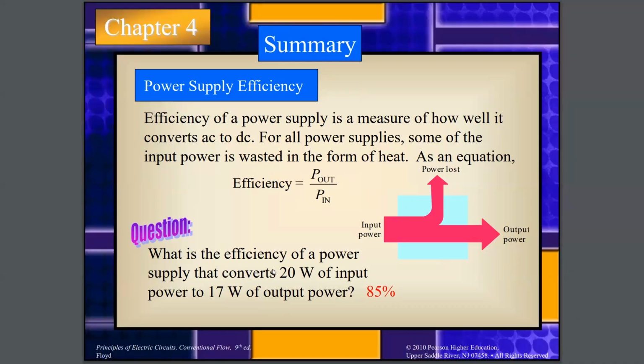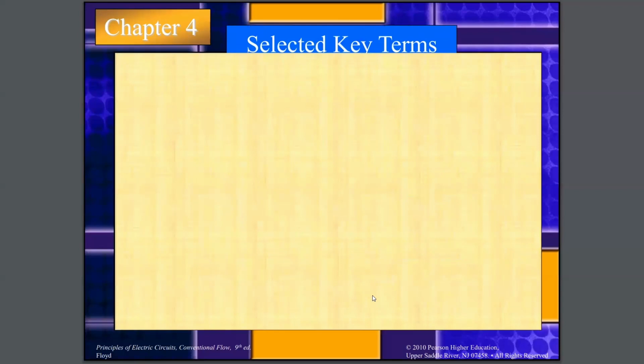Here's a question. What is the efficiency of a power supply that converts 20 watts of input power into 17 watts of output power? The answer is going to be output power over input power. So it's 17 over 20, and that gives us 85% efficiency. Of course, the best thing is to have 100% efficiency, but we want to go as close to 100% as possible. So this is the end of presentation 4.